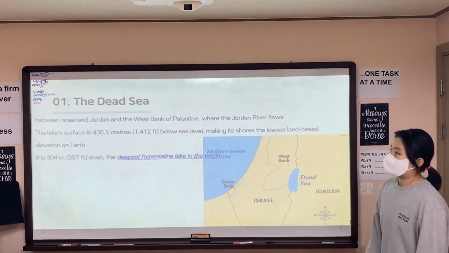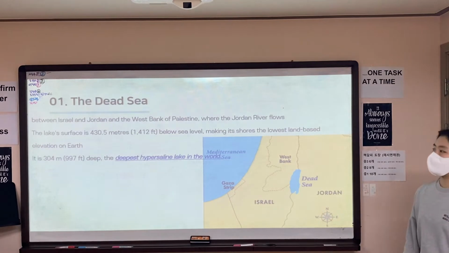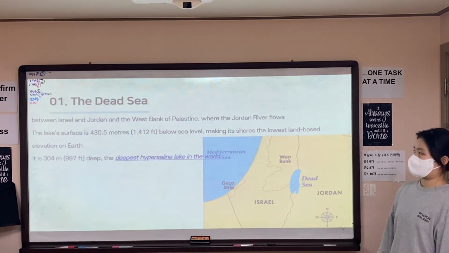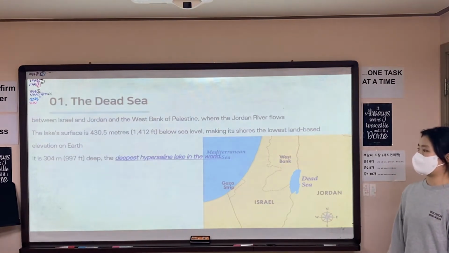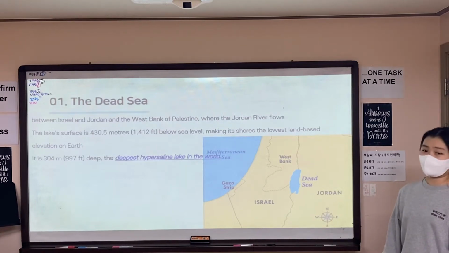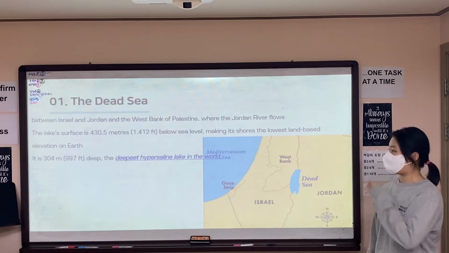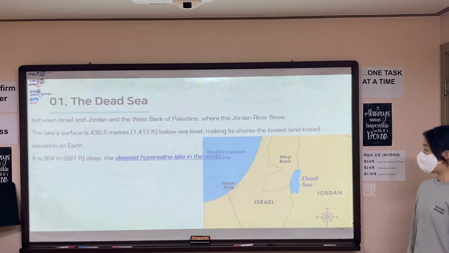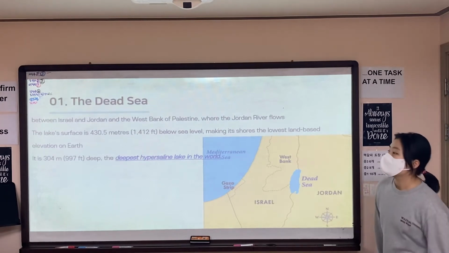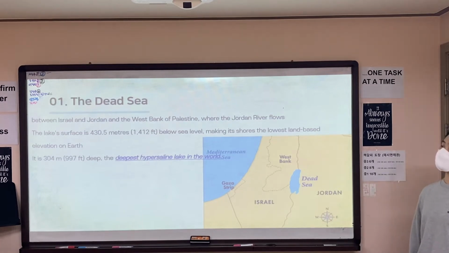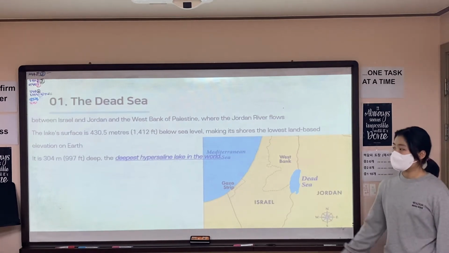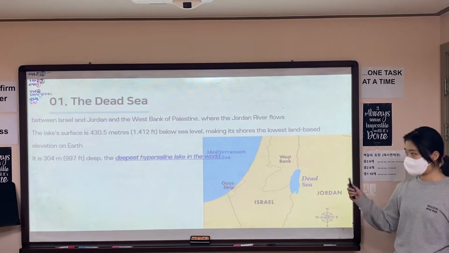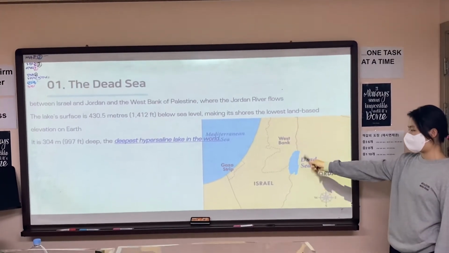The Dead Sea is located between Israel and Jordan, the West Bank of Palestine, where the Jordan River flows. The lake surface is 430.5 meters below sea level, making it the lowest land-based elevation on Earth. It is 304 meters deep, the deepest hypersaline lake in the world. This is the Dead Sea.